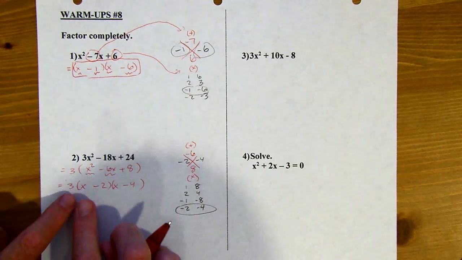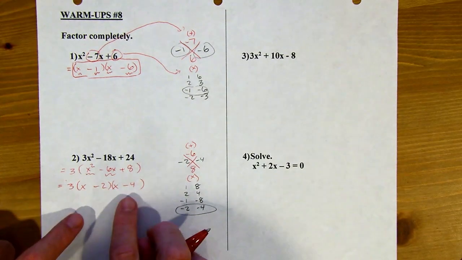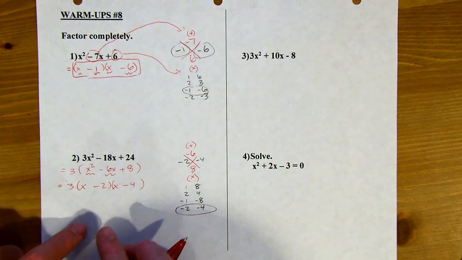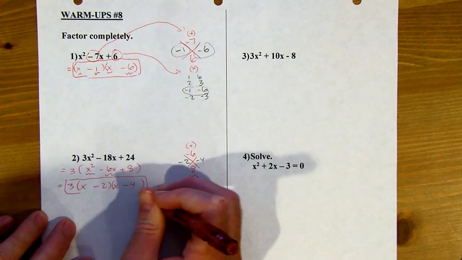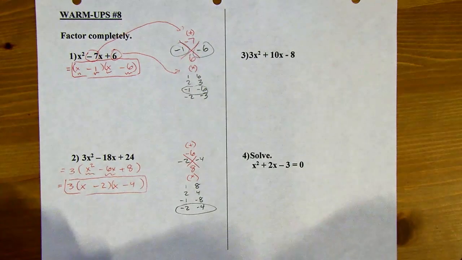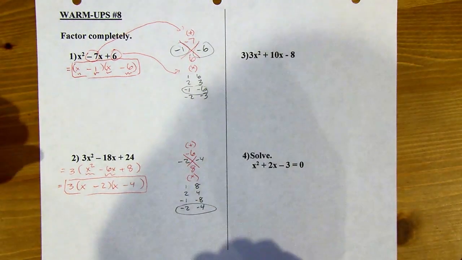Let's say you had 3x minus 6 times x minus 4. That would be factored, but it wouldn't be completely factored. You need to break it apart as much as you can. So if there's any more common factors in your answer, then you're not finished yet.